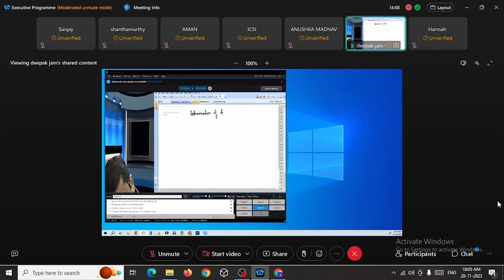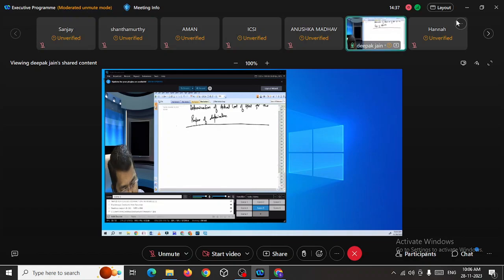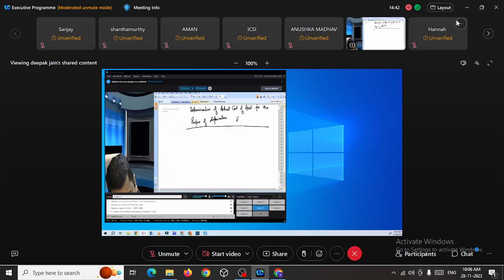determination of actual cost of asset for the purpose of depreciation. Determination of actual cost of asset for the purpose of depreciation. Section 43(1).